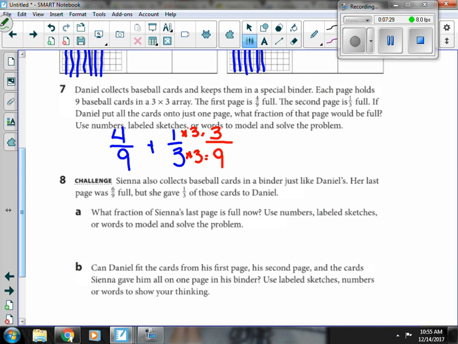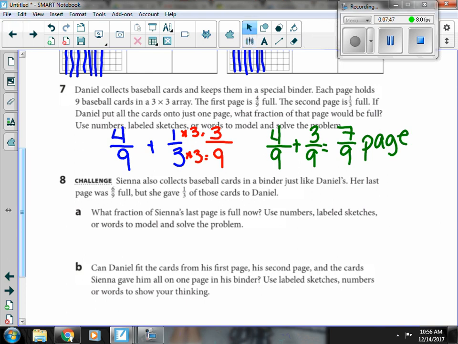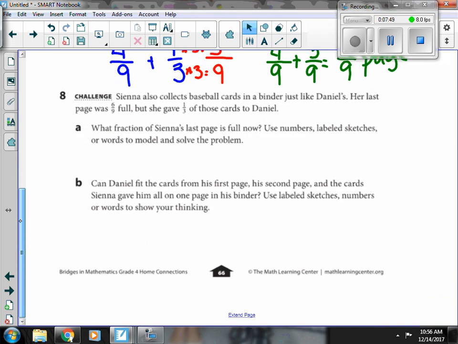So now I can add 4/9 plus 3/9 and get 7/9 of the page. So 7 of the 9 spots are available. And the challenge. Sienna also collects baseball cards in a binder just like Daniel's. Her last page was 6/9 full, but she gave 1/3 of those cards to Daniel. What fraction of Sienna's last page is full now?